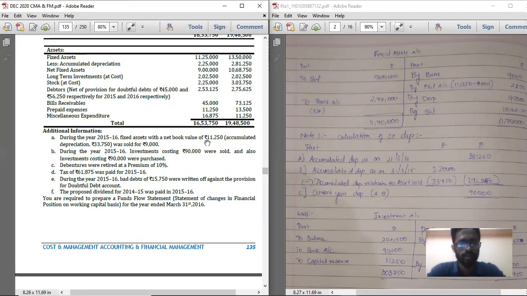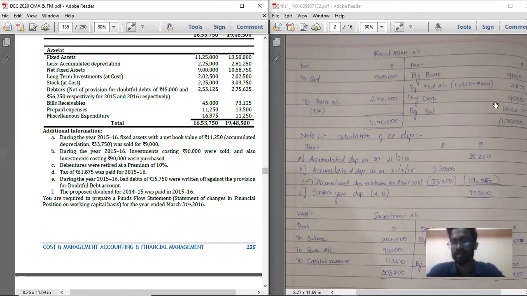So asset sold: book value is 11,250, sold for 9,000. Accumulated depreciation of that is 33,750. So deduct this 33,750 from the 2,25,000. You will get the net accumulated depreciation belonging to opening. So 2,25,000 minus 33,750, you will get 1,91,250. If you deduct this from the closing accumulated balance, you will get the current year depreciation. Take that to the fixed asset account.